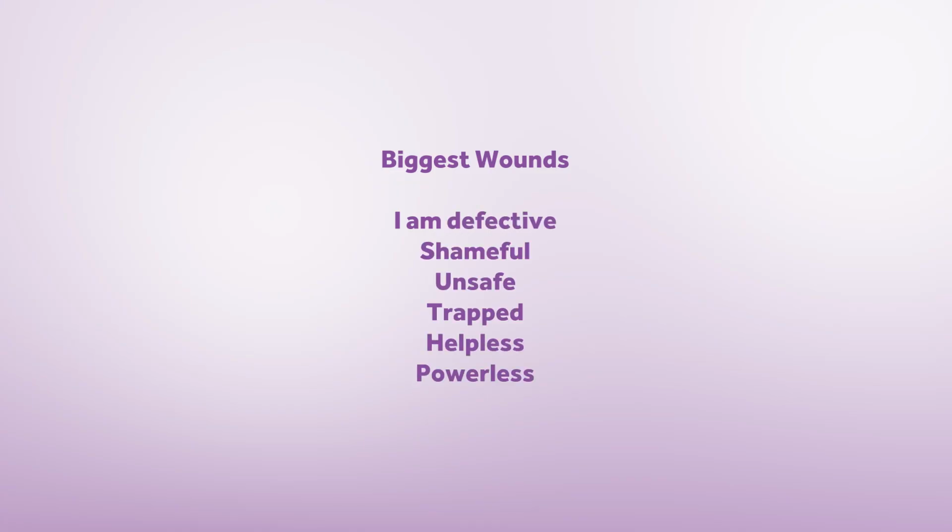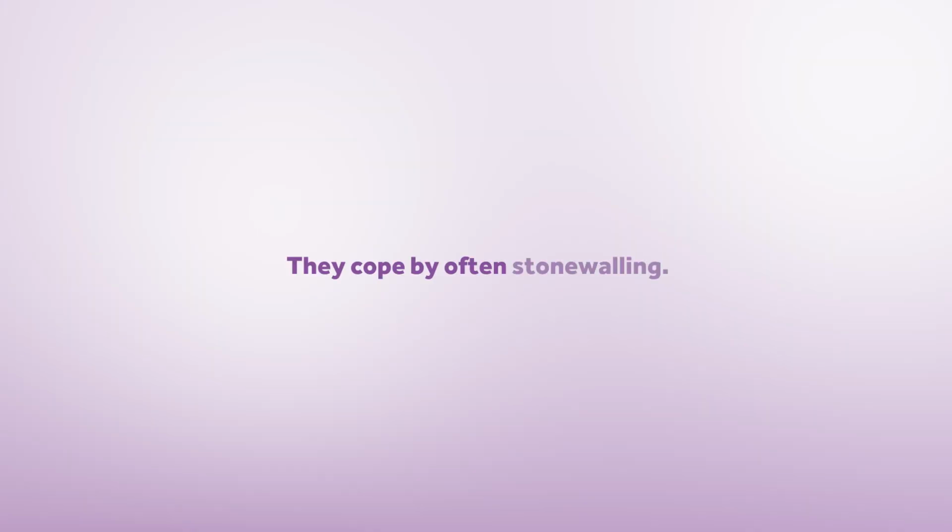Now, number 9. The biggest wounds that dismissive avoidants tend to have are things like I am defective, or you'll think I'm shameful if you see me, right? Unsafe if there's conflict. Dismissive avoidants do not like it. They often feel emotionally unsafe. And then, of course, the obvious, the feelings of being trapped or engulfed, helpless, powerless if they rely on other people, not belonging, weak if they're too vulnerable, like a lot of these typical dismissive avoidant core wounds, and how they tend to cope. Number 10, as you can probably expect, is they cope by often stonewalling.